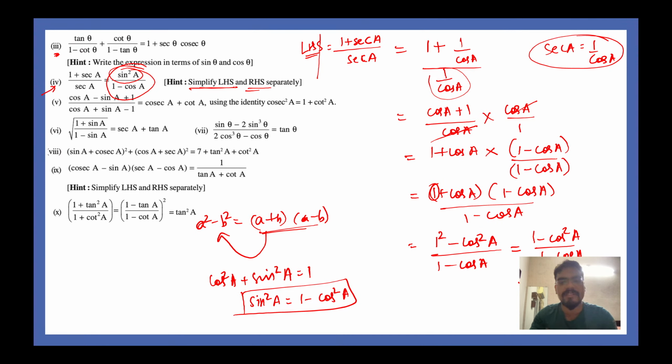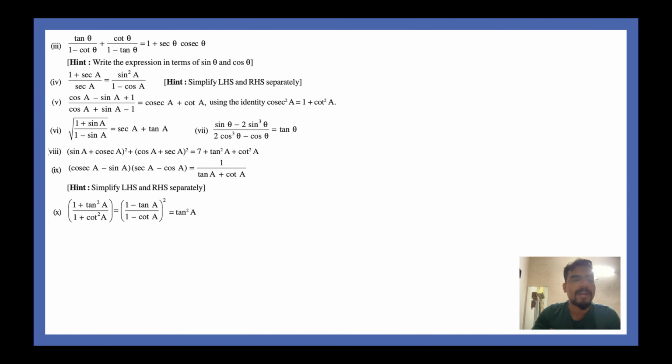I am erasing whatever is written on the screen. Moving on to part number 5. Trust me guys, it's a very, very beautiful question. This is one question wherein we will not be converting the values into cos a and sin a. In fact, we will be doing the reverse of it. So we will be converting this cos a into cot a somehow. And how do you do that? Let me just prove it on your screen right now.